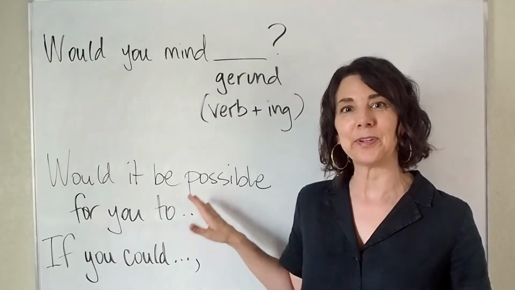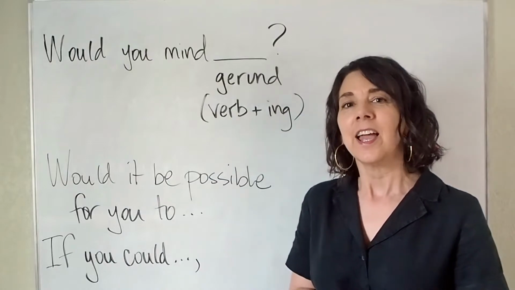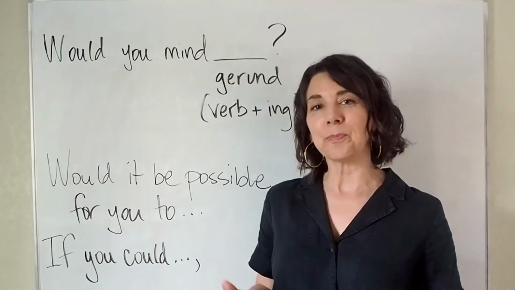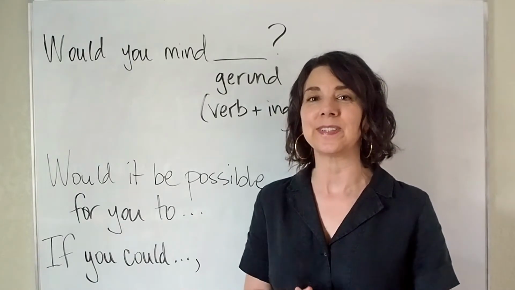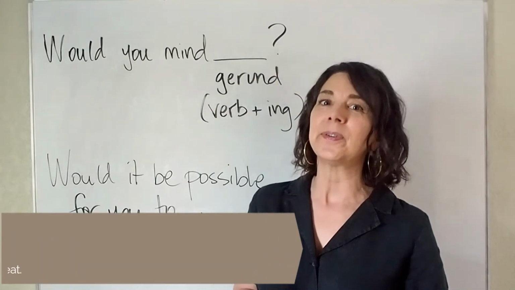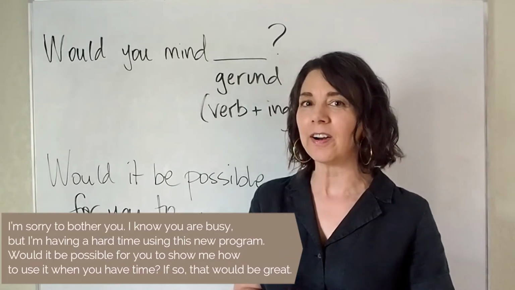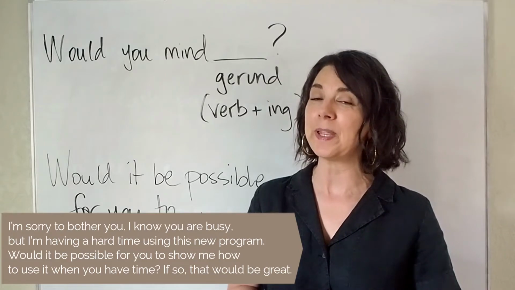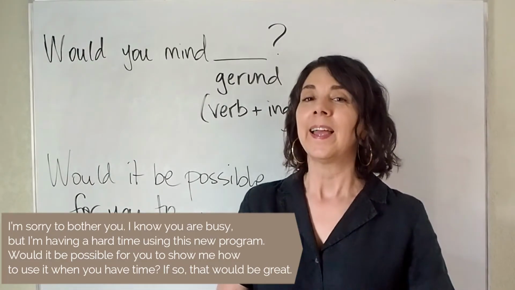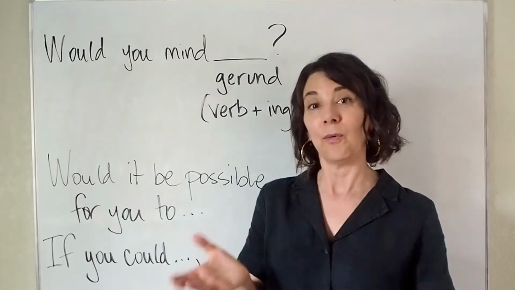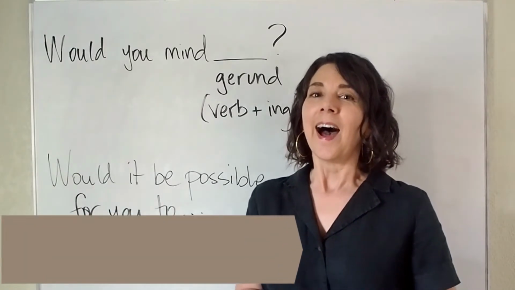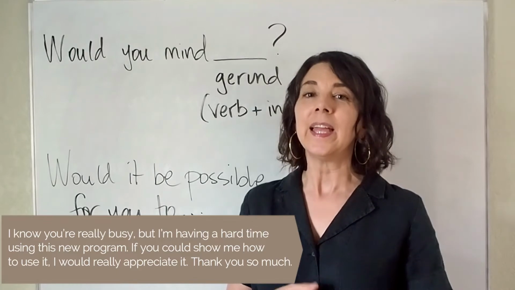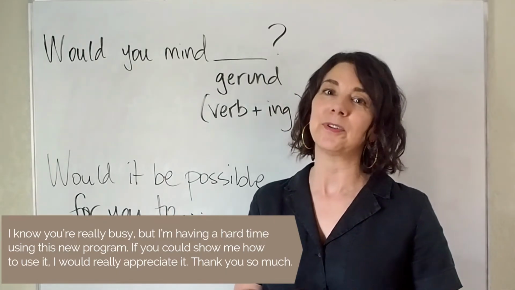So let me give you an example of how to use these with a whole context. If you are at work and you are having trouble with a program, you could ask your boss or a coworker this. You could say, "I'm sorry to bother you. I know you are busy, but I'm having a hard time using this new program. Would it be possible for you to show me how to use it when you have time? If so, that would be great." Or you could say, for example, "I know that you're really busy, but I'm having a hard time using this new program. If you could show me how to use it, I would really appreciate it.